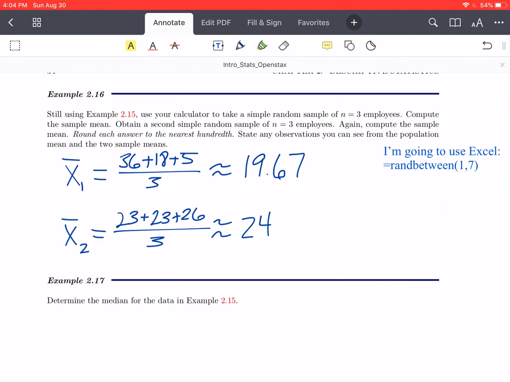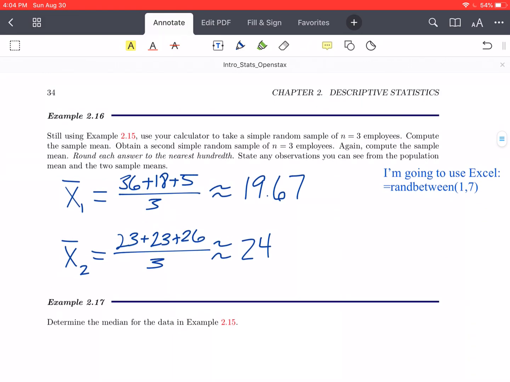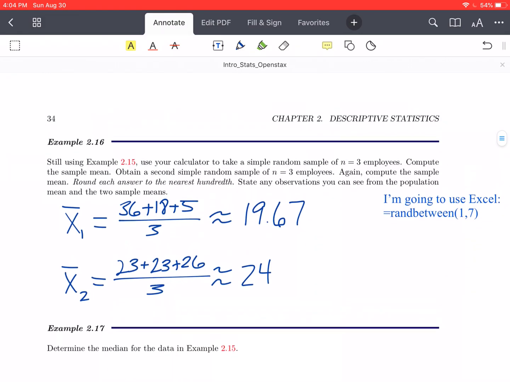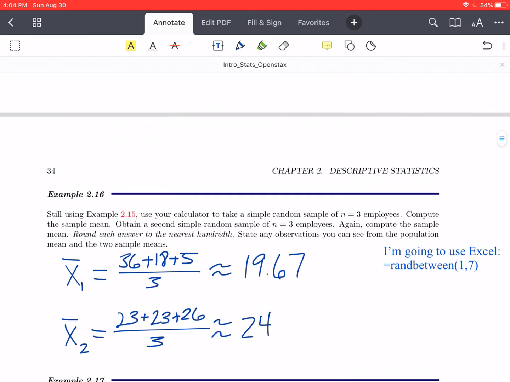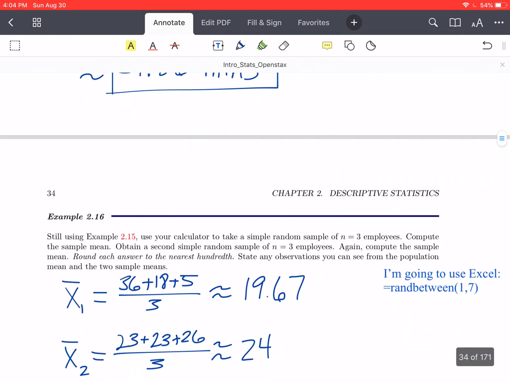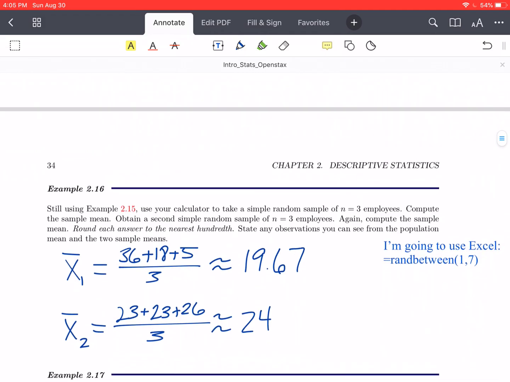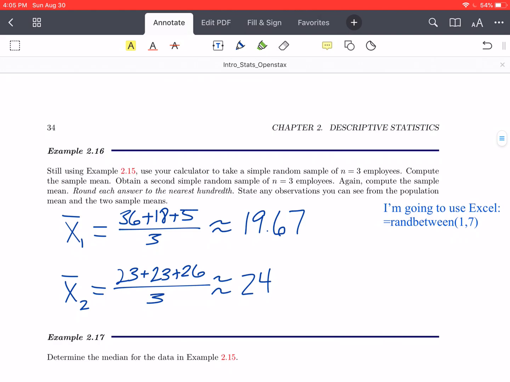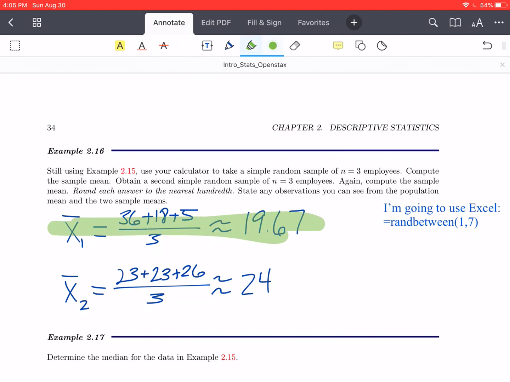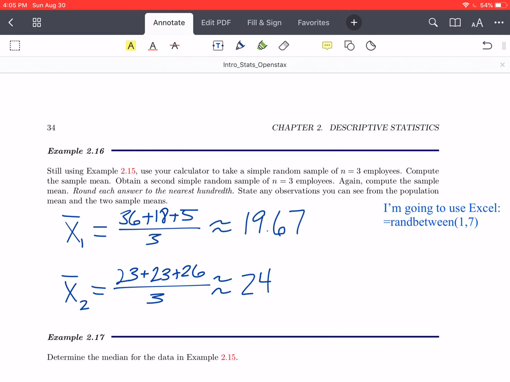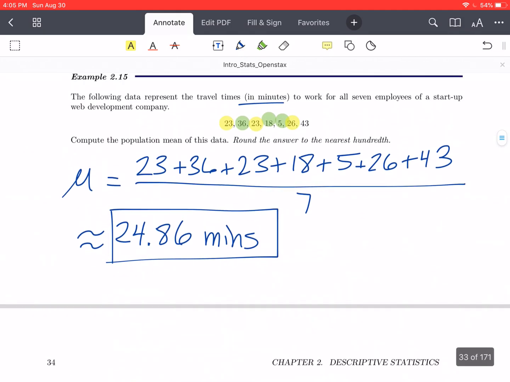All right. So if we look at these two sample means, we can compare these to the population mean. The second one is actually pretty close, right? It's only 0.86 off. The first one is a little bit lower. That's because it incorporated the 5, right? So you can see how getting different samples results in getting different sample means. This is why we have to distinguish between the two, because the sample means are all different depending on which people you grab for your sample. The population mean just is what it is. That covers everybody.